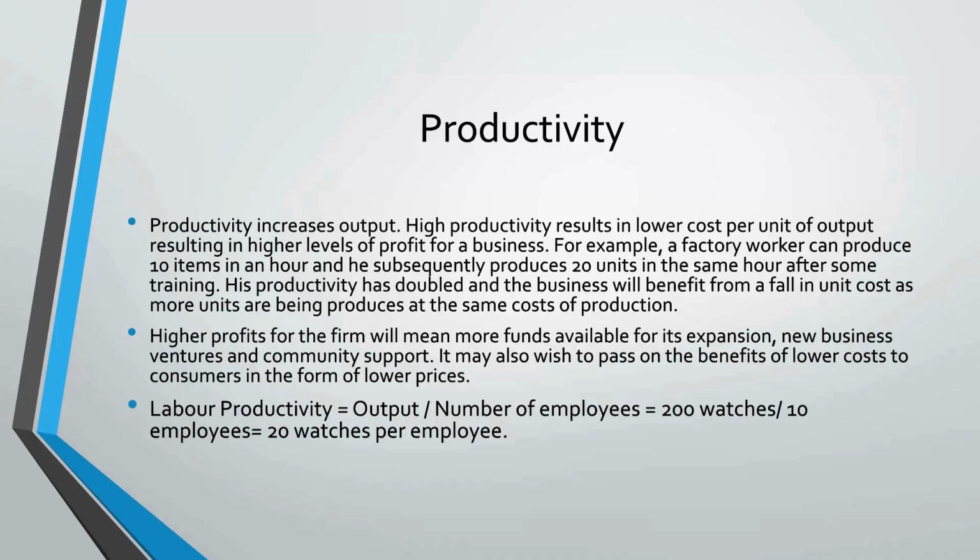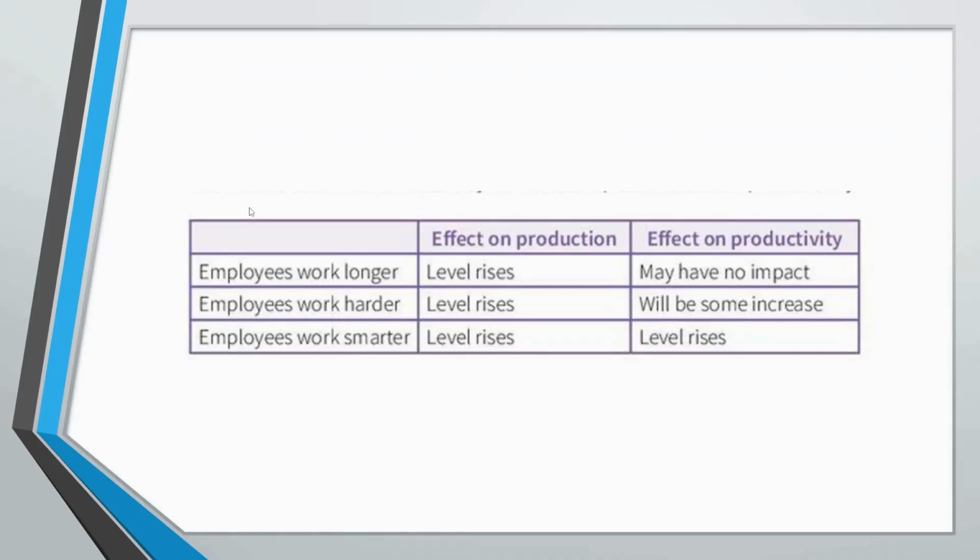All right. So, labor productivity is equal to output divided by number of employees. So, for instance, if there's 200 watches that is being produced and there's 10 employees, we divide the 200 watches, which is the output, by the 10 employees, which is the number of employees, and that will give you the labor productivity, which is 20 watches per employee. All right. If you have any questions, you can comment below.